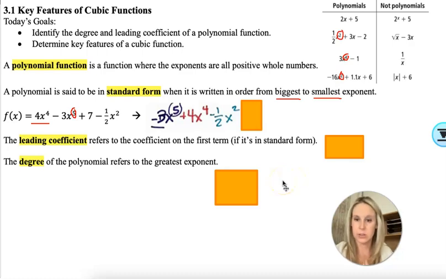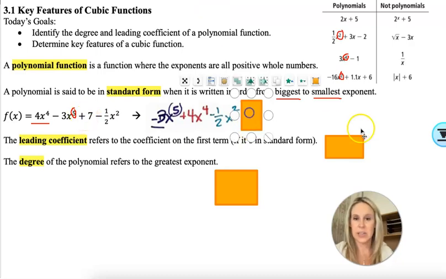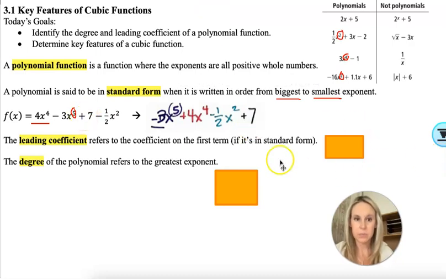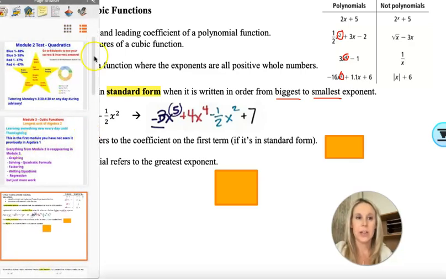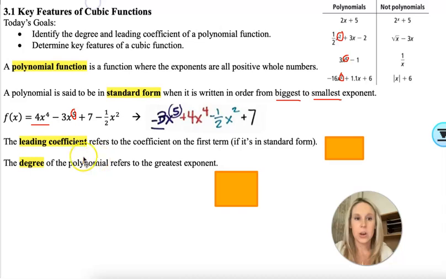So the sign follows your term. And then last but not least, that 7, positive 7, would be the last term. And so that is how you put something in standard form. Look for the highest exponent all the way down to no exponents at all. Now, once you put something in order or in standard form, you can find the leading coefficient. So the leading coefficient is going to be the coefficient or number on the first term. And so I've put this in order. My leading coefficient, the number in front, would be a negative 3.